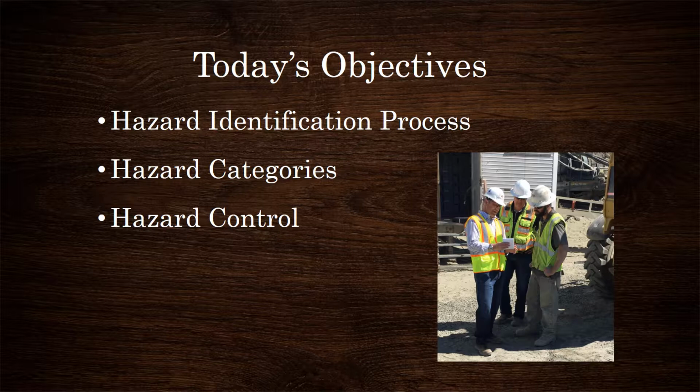Upon completion of this training, you'll have a good understanding of the following objectives. You'll know what processes need to be in place to properly identify hazards. You'll have a better understanding of the different hazard categories and how to identify them. And you'll know how to properly control hazards that you've identified.